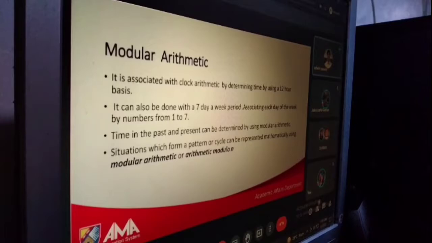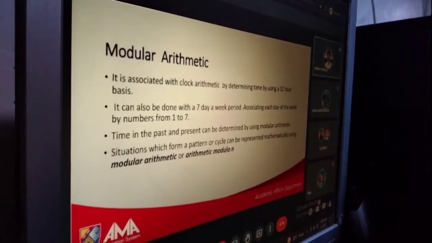Narinig ba ako? Yes, sir. Okay. Yung modular arithmetic, it is associated with clock arithmetic, no, determining the time by using the 12-hour basis. So para lang siyang yung oras. Kaya nga meron siyang congruency o yung modulo. It can also be done with a 7-day. May mga pattern kasi yan.